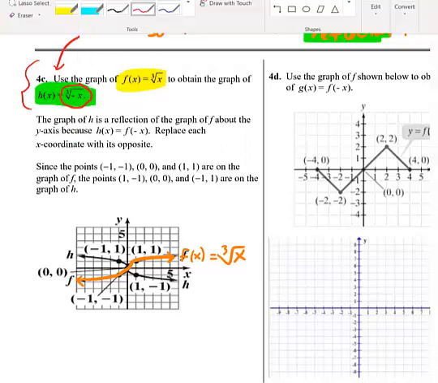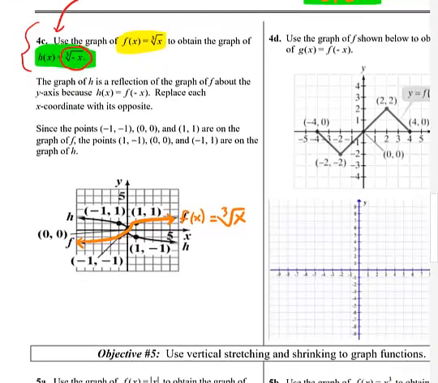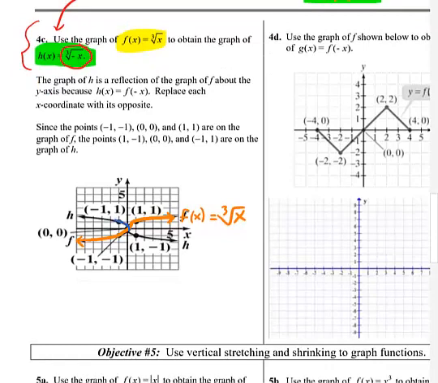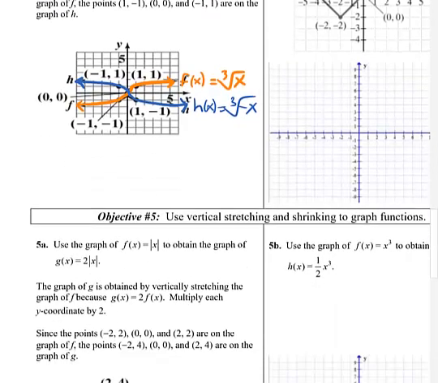Let me try to find a color that's totally different. I guess like blue. There we go. So h of x would be this guy. That's the reflection of the orange graph f of x across the y-axis. h of x is cube root of negative x. So the blue graph is a reflection across the y-axis of the orange graph.